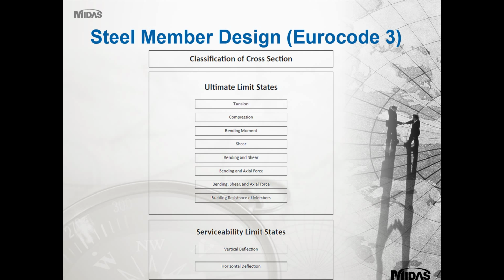So just a slide on the steel member design to Eurocode 3 and the classifications of the cross section. So you have your ultimate limit state and you also have your serviceability limit state, and this is the step-by-step process throughout. So in the ultimate limit state, we look at the tension forces, the compression, the bending moment, the shear, bending and shear, bending and the axial force, and the buckling resistance of the member. So this is under the ultimate limit state. During the serviceability stage, the limit states here are the vertical deflections over time and the horizontal deflections as well.